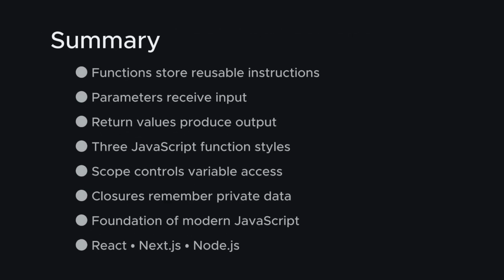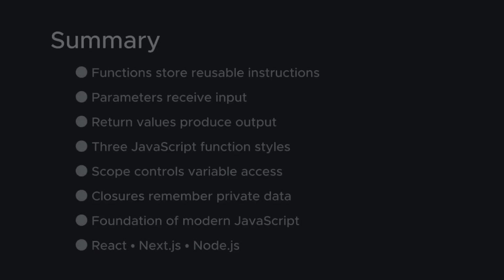Today you learned that functions store reusable instructions. Parameters receive input, return values produce output. JavaScript supports 3 function styles: function declaration, function expression, arrow function. Scope controls where variables exist. Closures allow functions to remember private data. These concepts are fundamental to React, Next.js, Node.js, and virtually every modern JavaScript application.